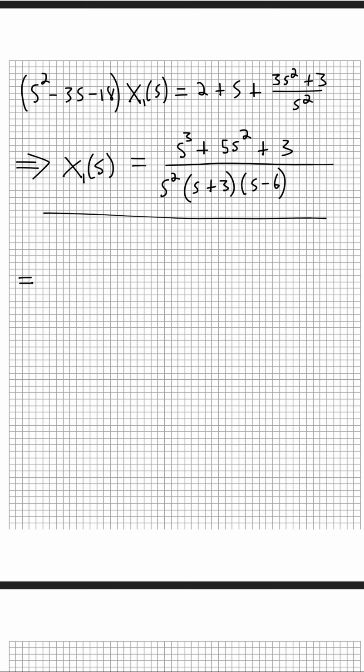If you do the partial fraction decomposition correctly, you get x1 of s, and that's going to equal 1 over 108. That's the constant we can pull out. And this will be 133 divided by s minus 6, okay, minus 28 divided by s plus 3, all right, plus 3 over s minus 18 over s squared.